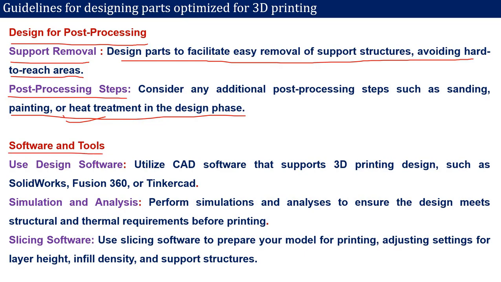Then software tools. Use design software. So we already discussed creating the 3D model. You can use any type of 3D printing software. You can do the simulation and analysis using any software, ANSYS or similar software. You can take that one for simulation and analysis. Slicing software: every printer comes with its own software. So we can use that software and provide the different types of parameters into that particular software.